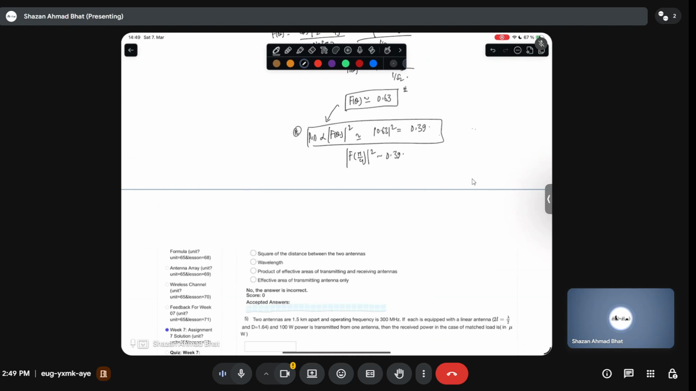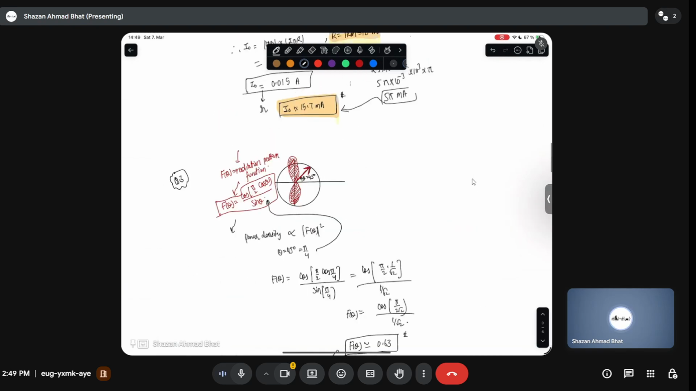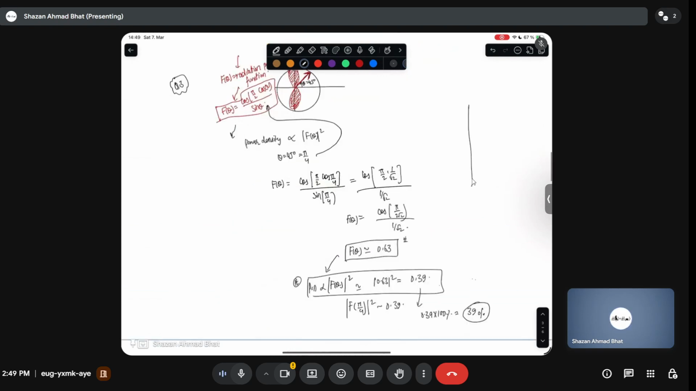So the power density, if you write it in terms of percentage, is 0.39 times 100%, so approximately 39%. Basically the power density is 39% of the maximum value, because you know that the maximum occurs at 90 degrees. If this is the lobe and the maximum is occurring here, at theta equals 90 degrees, the maximum is occurring.